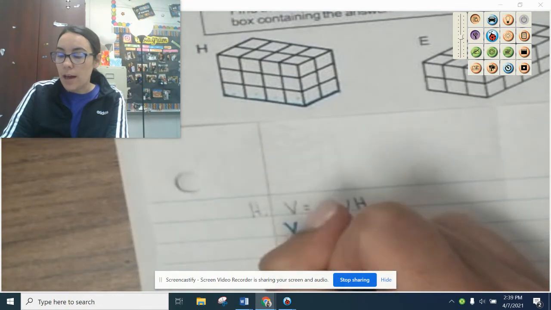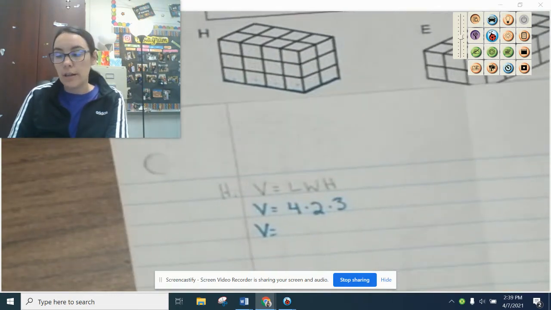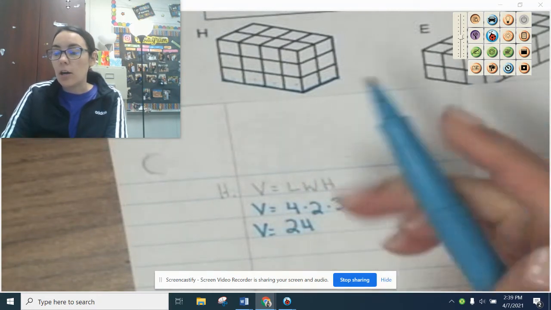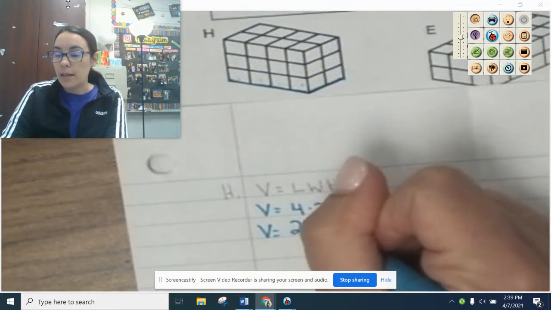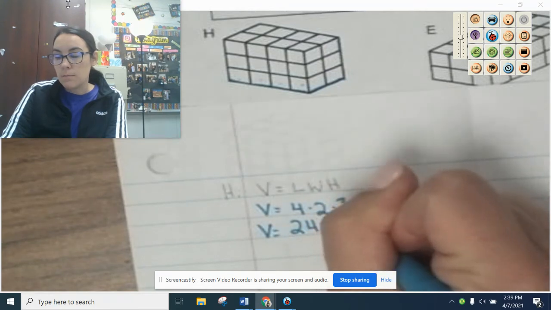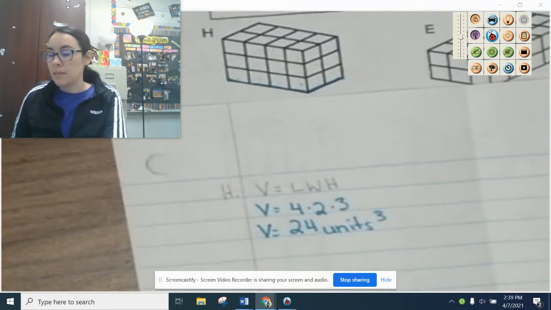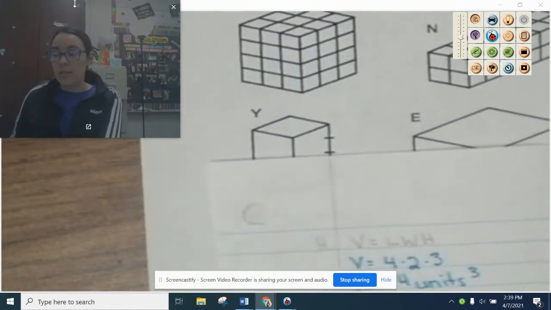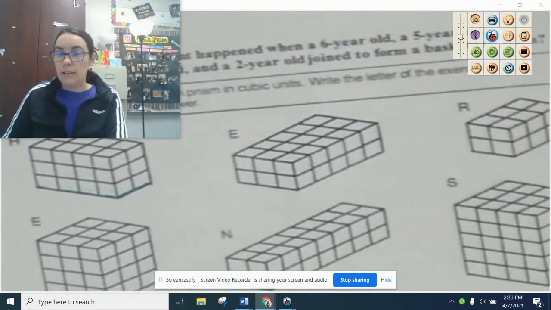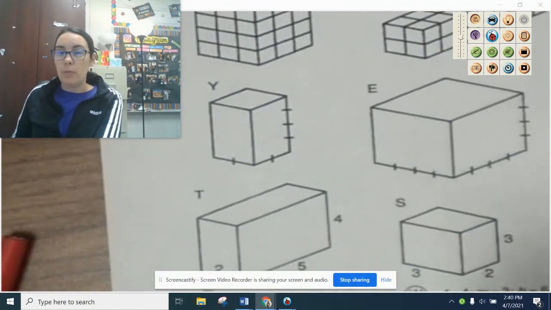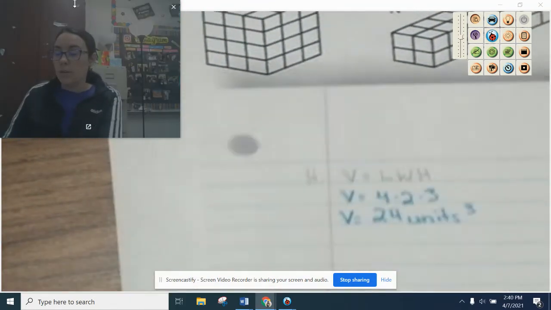Okay, so after you do that, then you can put it in your calculator. So you get 8 times 3 is 24. And since they are in cubes, you're just going to write units cubed, just like that. Okay, and then you're going to do the same thing. All H, E, all of those are going to be the same type of problem, just different numbers. Okay, I want to show you how to do one of these, though.